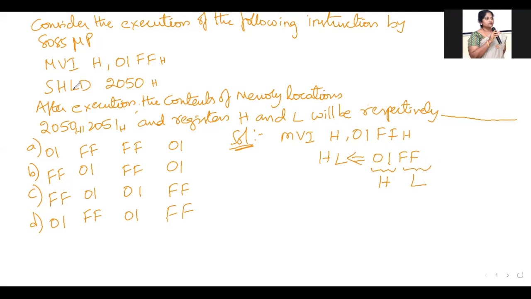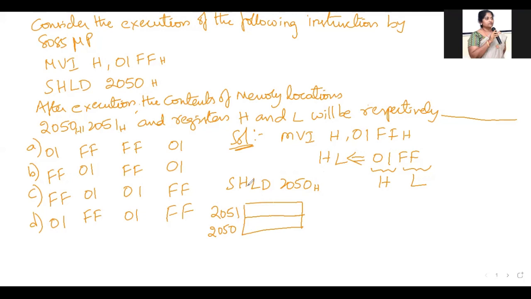Next, SHLD 2050 hexa. What does it mean? 2050 is a 16-bit memory location address. Into this address, the HL register contents are transferred. Because the HL register pair holds a 16-bit number, two memory locations are required, that is 2050 and 2051. Automatically it is incremented by 1.